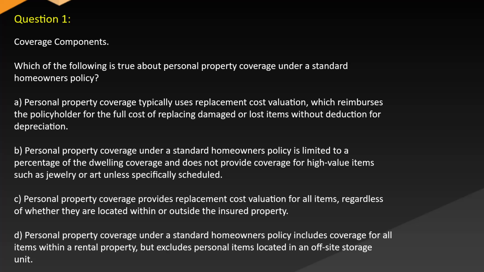Question 1. Coverage components. Which of the following is true about personal property coverage under a standard homeowners policy? A. Personal property coverage typically uses replacement cost valuation, which reimburses the policyholder for the full cost of replacing damaged or lost items without deduction for depreciation. B. Personal property coverage under a standard homeowners policy is limited to a percentage of the dwelling coverage and does not provide coverage for high-value items such as jewelry or art unless specifically scheduled.